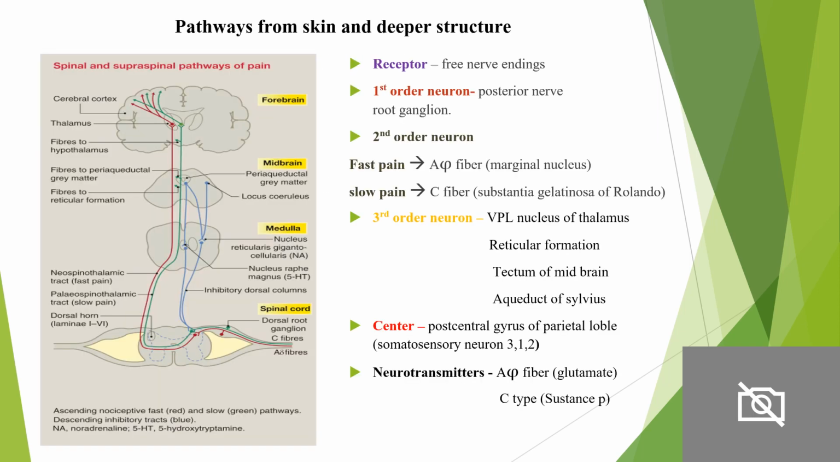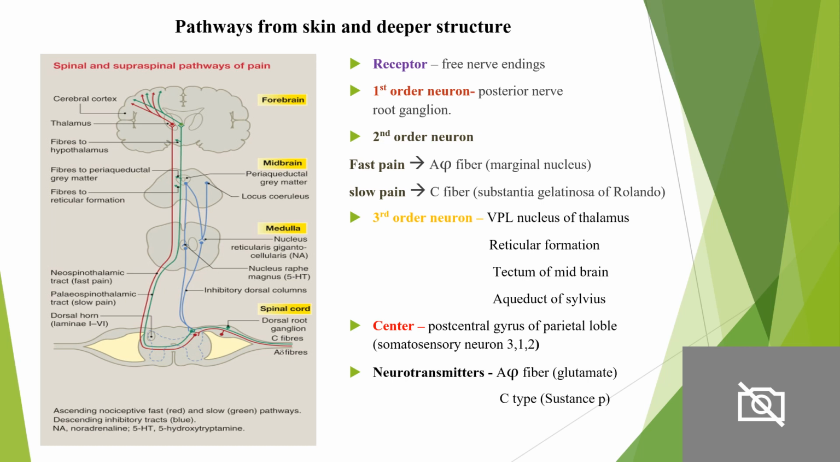We already studied in the previous class that whenever we study an ascending tract, we must think about the receptor, first order neuron, second order neuron, third order neuron, center, and the neurotransmitter which plays a major role in that. So like that, the receptor for pain is the free nerve endings. These are in skin and deep structures. All over the body the free nerve endings are present. Whenever a pain stimulus stimulates any part of your skin and deep structures, this pain receptor is activated.